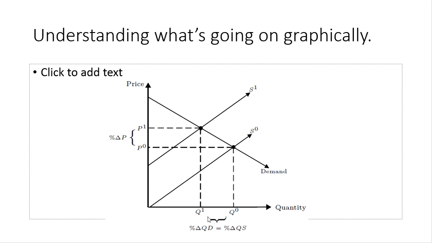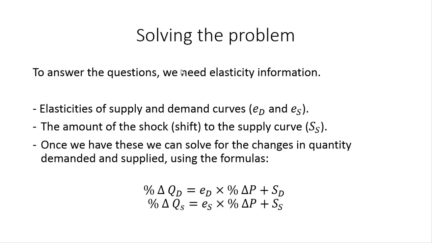Okay, so what we do know is that the percentage change in quantity demanded must equal the percentage change in quantity supplied, and that idea is simply this movement from this point over here to this point over here at S1. Okay, so how do we do this mathematically?